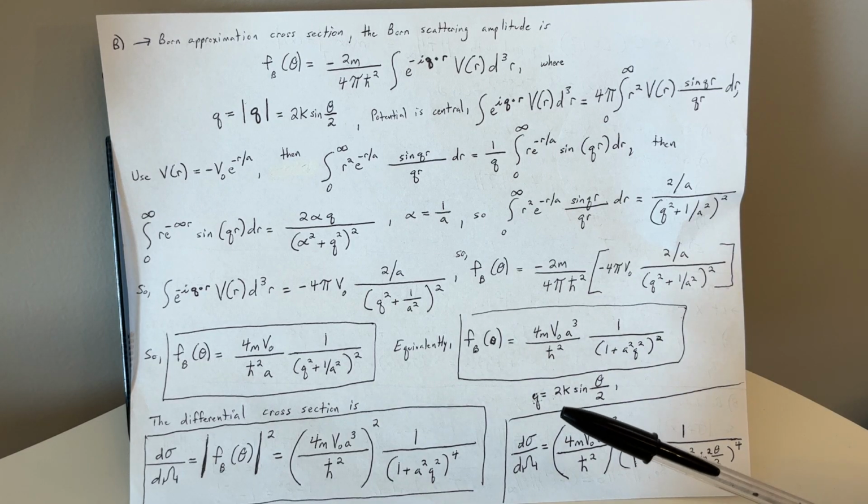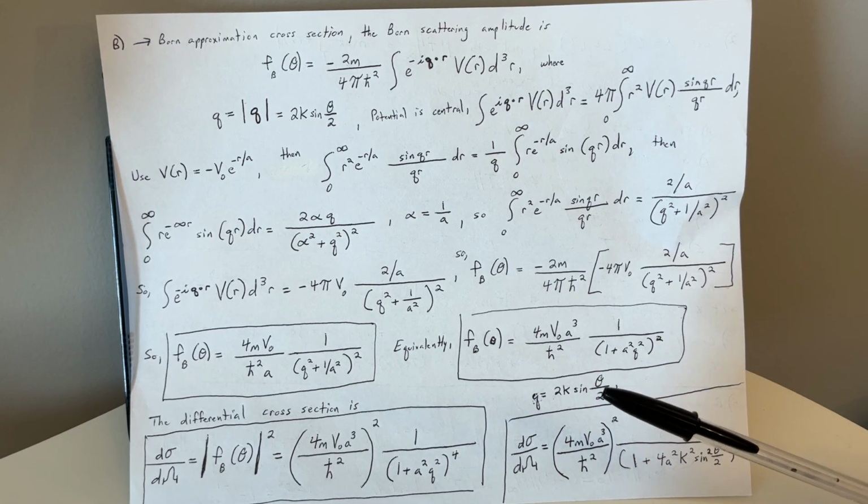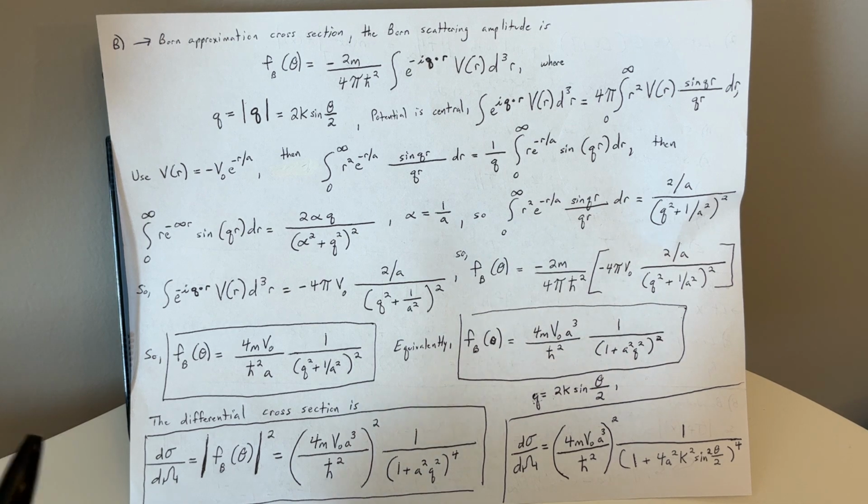And our q value is going to be equal to 2k sine of theta over 2. So q is 2k sine theta over 2. So our differential cross-section is d sigma over d omega equals the magnitude of f sub B of theta squared. And that equals 4m V naught a cubed over h bar squared, that whole quantity squared, times 1 over 1 plus a squared q squared, raised to the 4th.